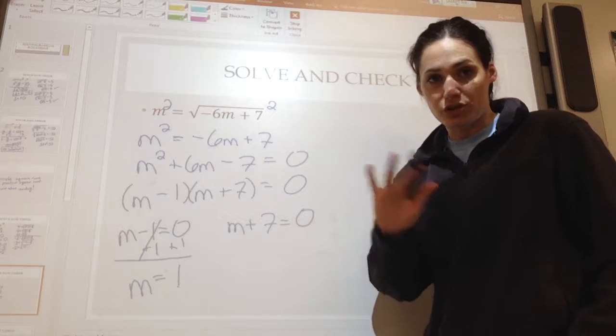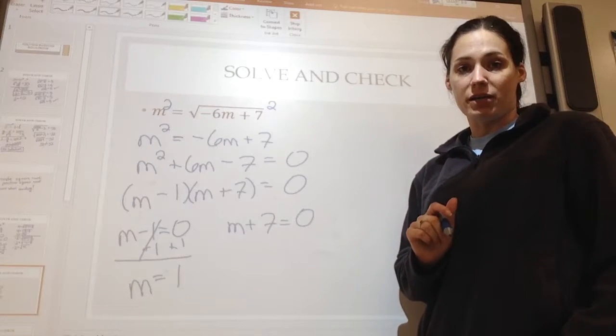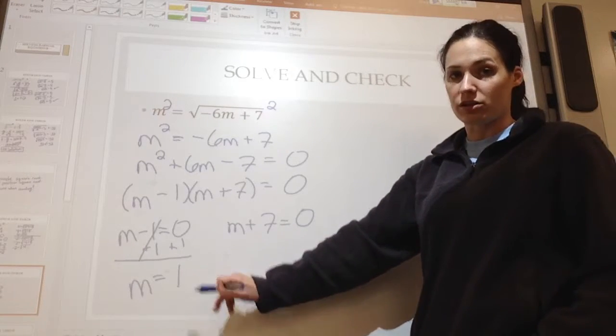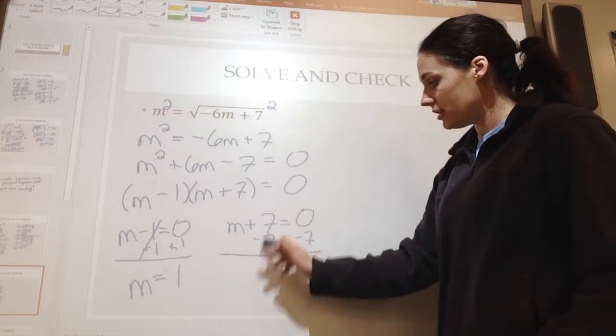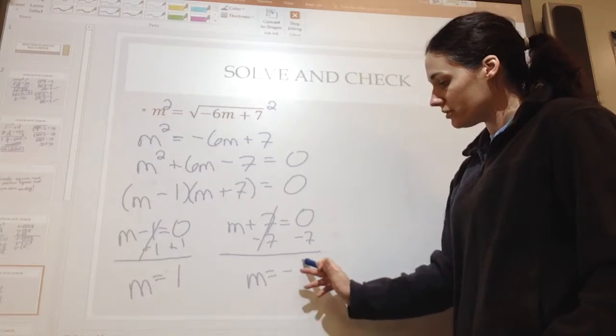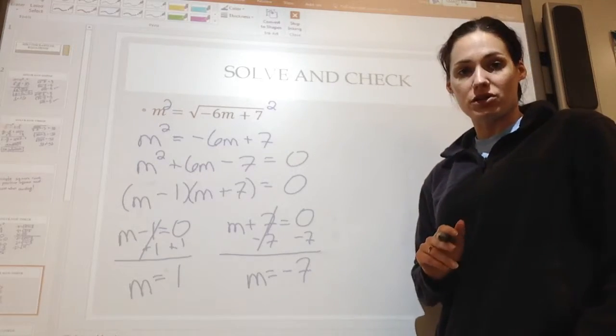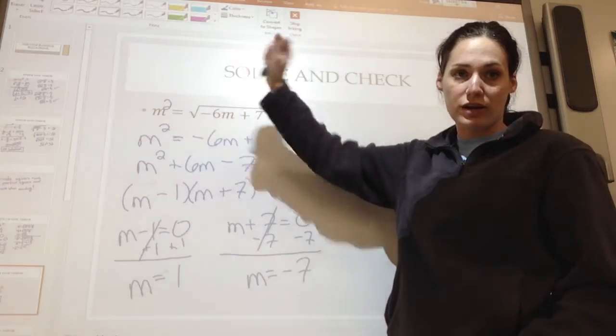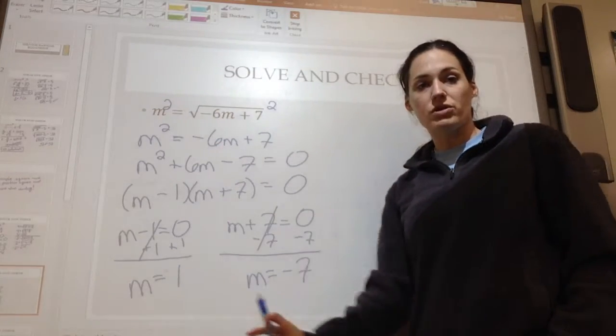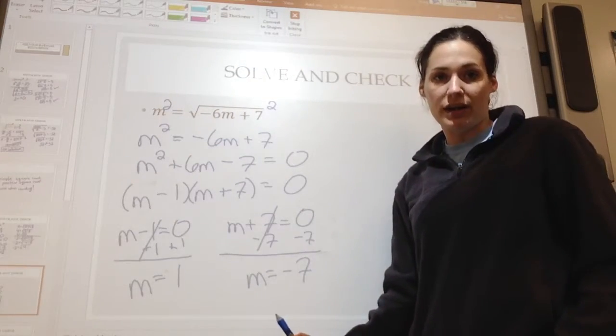I don't know yet, don't circle that, because it might not work when I check it, but as of right now, it looks like a solution. The other solution comes from this one, so I've got to subtract 7. And m equals negative 7 is my other apparent solution. Anytime you get a quadratic, an m squared or an x squared or something, you should end up with two solutions at the end to check. That's what a quadratic does.